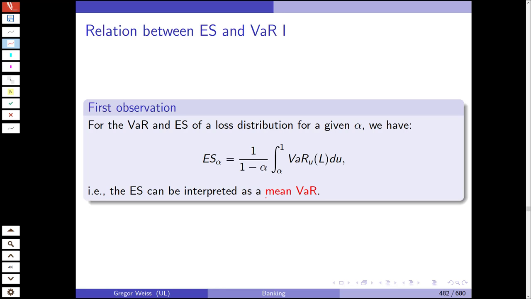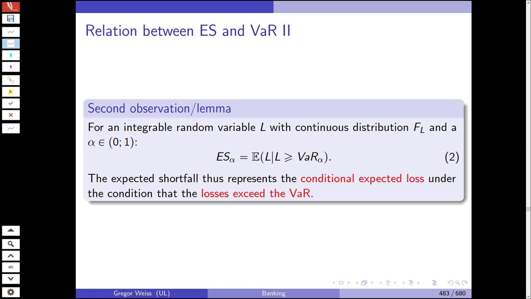If this is the profit and loss distribution and you have different VaRs, it means that the expected shortfall is somehow an average of these VaRs. And this is exactly the best interpretation. Actually, it turns out if the variable L, the distribution, is integrable with a continuous distribution, expected shortfall is the expected loss conditional on the losses being larger than the value at risk.